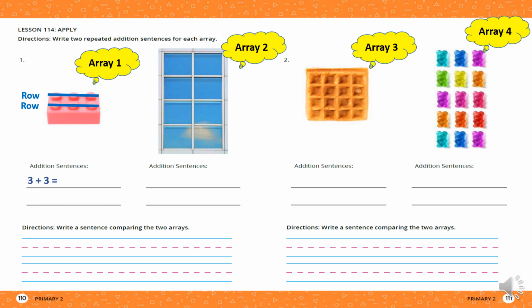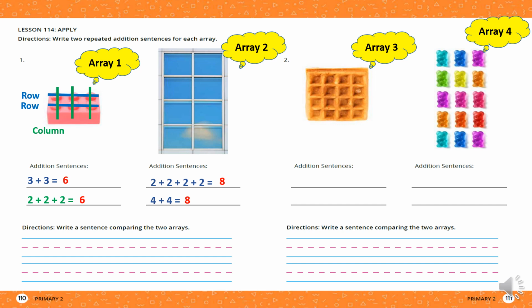Now let's write the repeated addition sentence for rows. 3 plus 3 equals 6. Now let's add by columns. 2 plus 2 plus 2 equals 6 also. The next one, let's add the rows. 2 plus 2 plus 2 plus 2 equals 8. Let's add columns. 4 plus 4 equals 8.